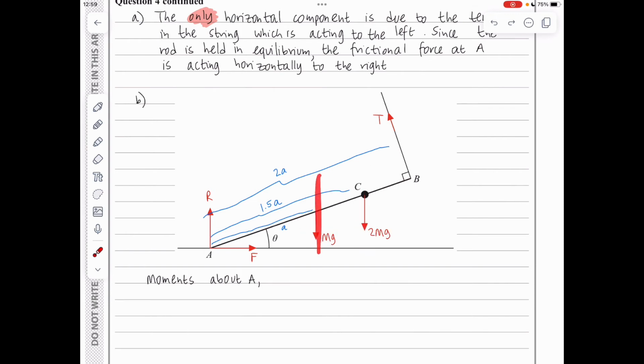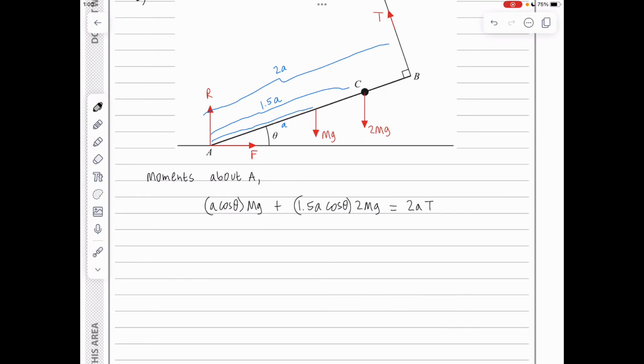The capital Mg is acting at a perpendicular distance of A cos theta, so we have A cos theta times capital Mg. The 2mg is acting at a perpendicular distance of 1.5A cos theta, so that's going to be 1.5A cos theta times 2 capital Mg. And this is equal to the anti-clockwise moment, which is 2A, the distance, times capital T, the tension. Notice that there is an A term present throughout, so these will simplify out.